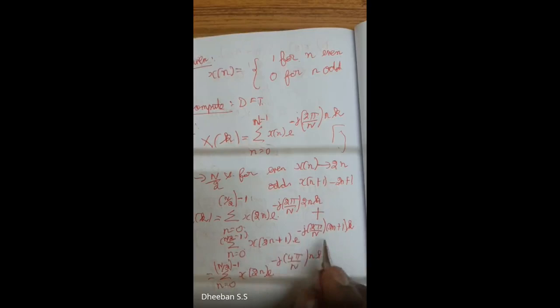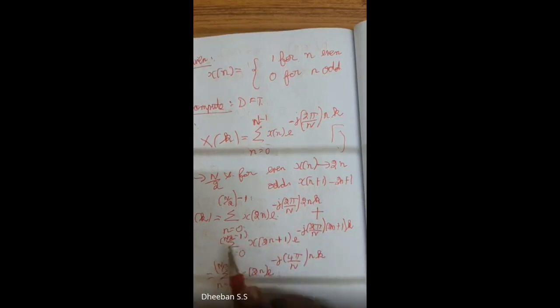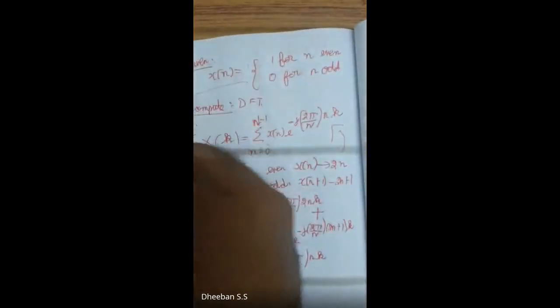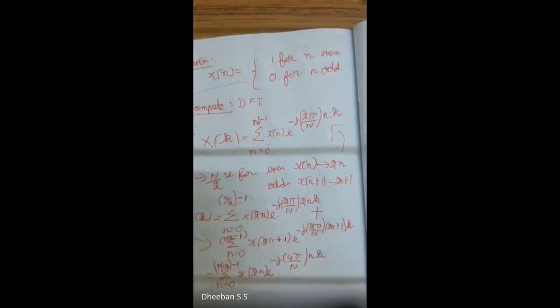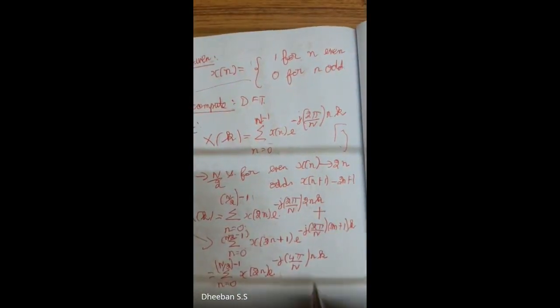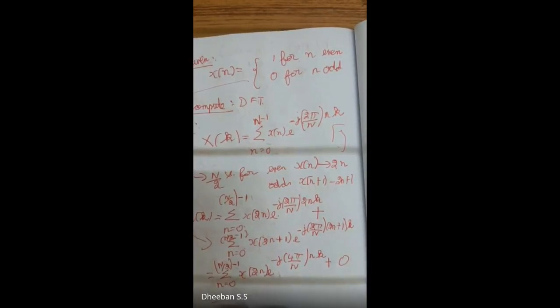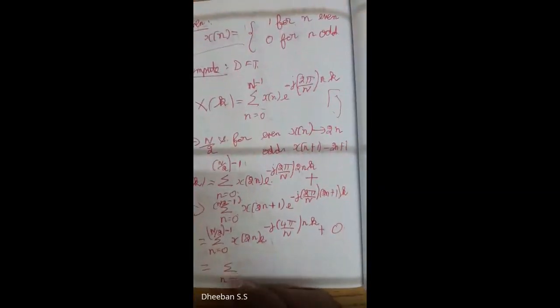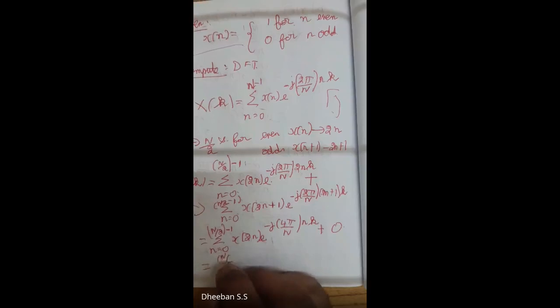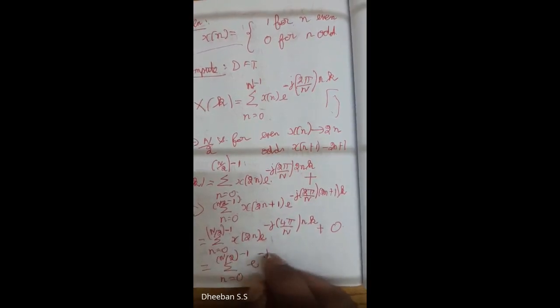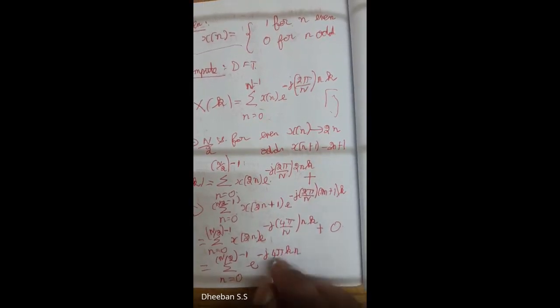So odd part you don't need. So odd part it will be taking 0. That's what they have given in the question. So odd part you can just omit it. Odd part will be taking 0. So plus 0 you can put. This value will be taking 1, right? So summation n equal to 0 to n by 2 minus 1 e power minus j 4 pi k n by n.